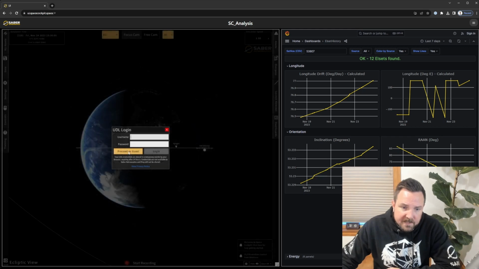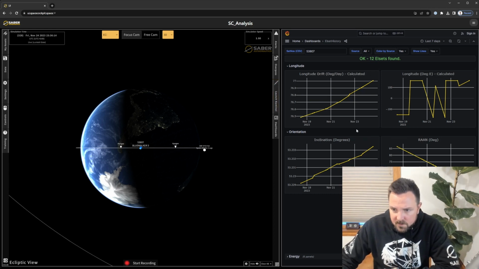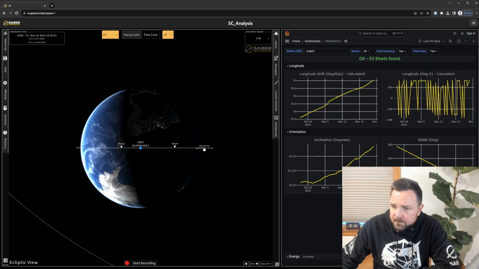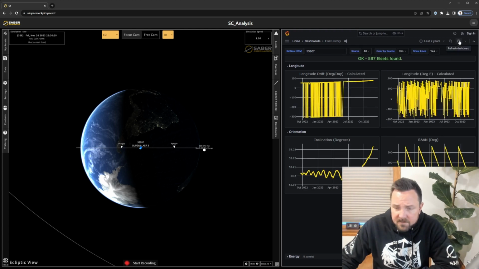So here, because we're in LEO, our longitude isn't really that relevant. We don't really care about our longitude and longitude drift because it's changing all the time because we're in low Earth orbit. But we are concerned about our inclination and other orbital elements. So here I'll go back 30 days. Actually, let's go back 2 years as well. So we have everything, bring in everything we have.